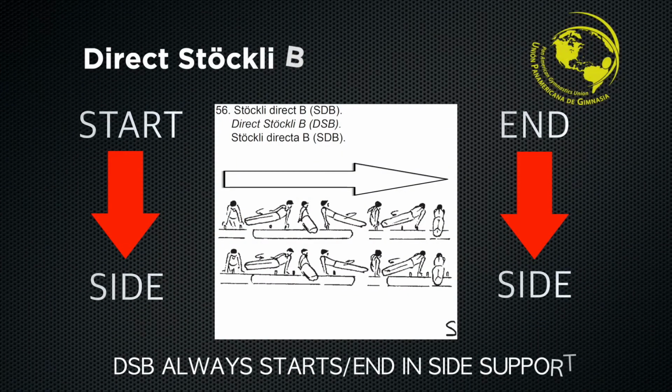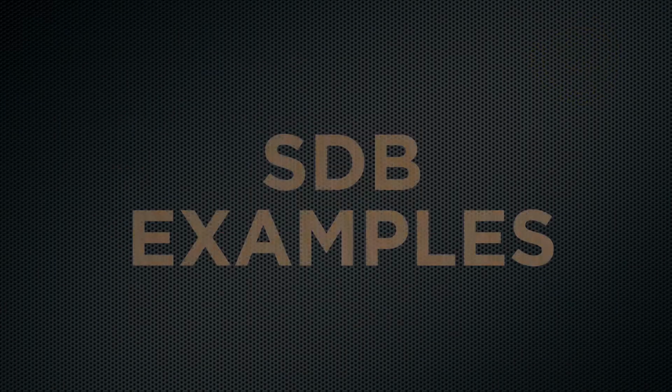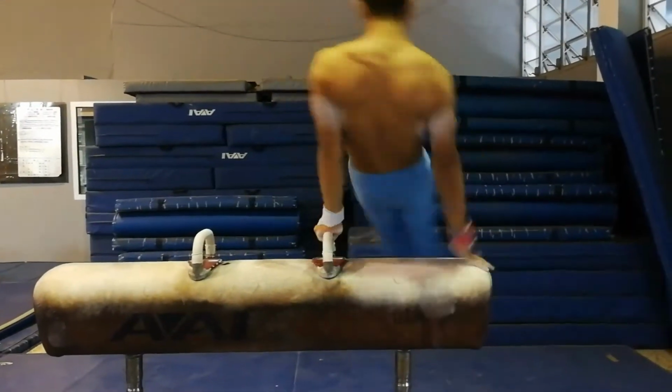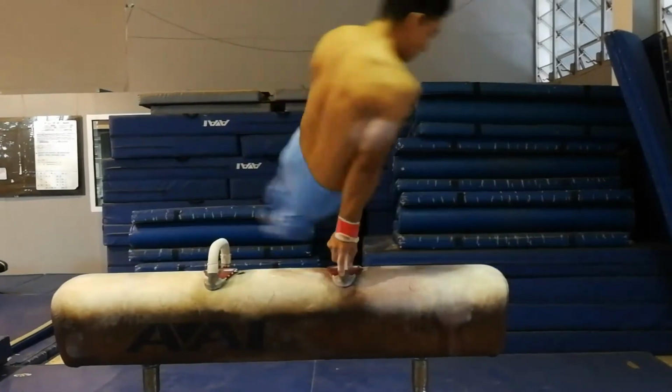As we can see in the drawing from the code of points, Stockley B starts and ends in side support. This is very important because this will make it easier for us to make a difference between the Stockleys and the other elements that can be part of a flop sequence. We're going to see some practical examples of the Stockley B. Here we have two Stockleys performed, one up and one down.